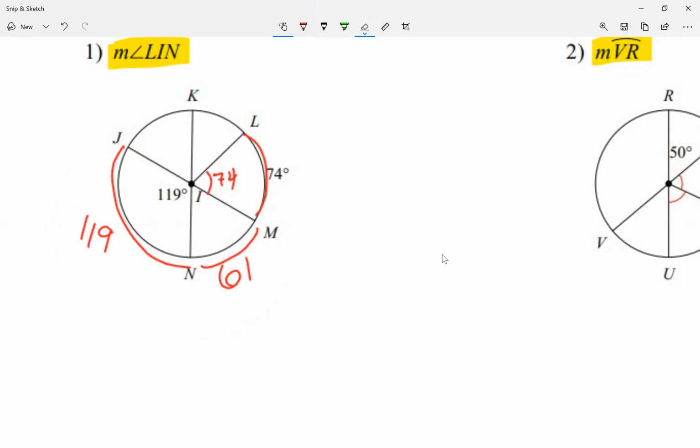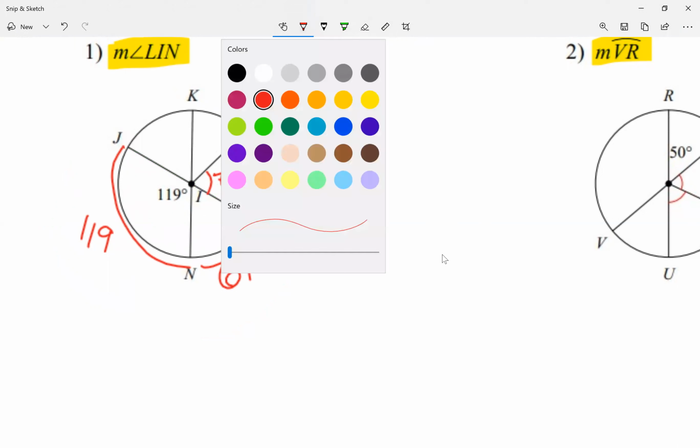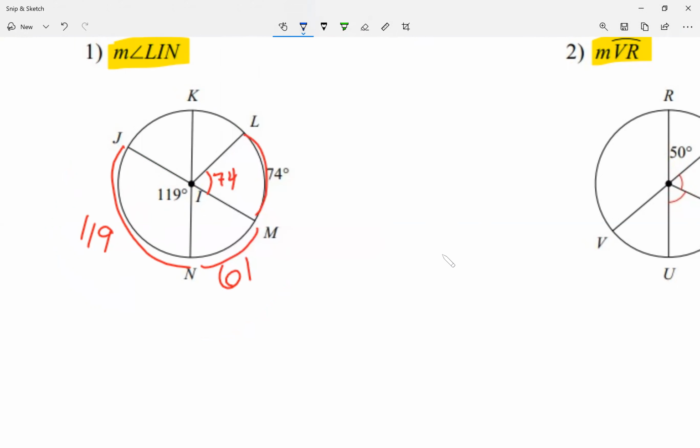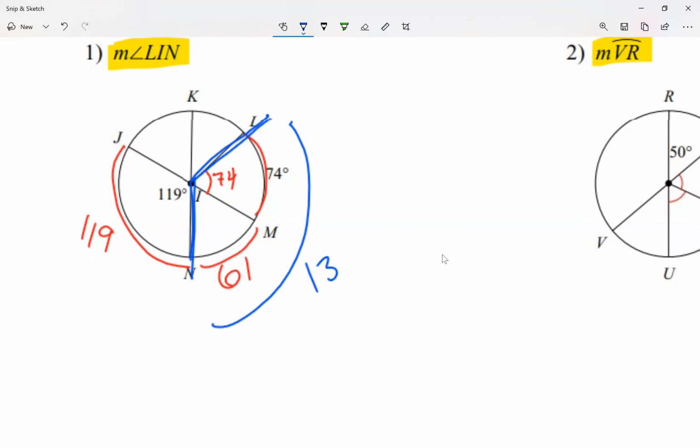I want to know how big is angle LIN. So let me see. That is this angle, right? Connect the letters LIN in that order. That's this angle. And that makes this arc. Okay, from the whole arc that I'm looking for, I know part of it is 74. Another part is 61. If I combine them, so that means add them, 74 plus 61 is 135. So I'm going to say this whole arc in the center will be 135.